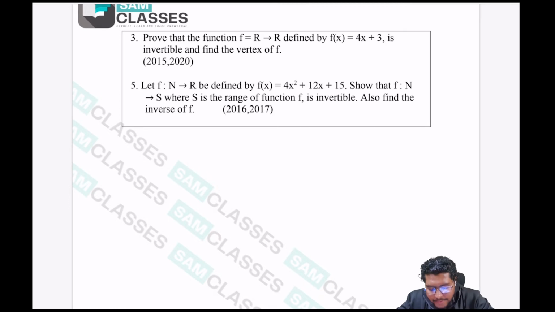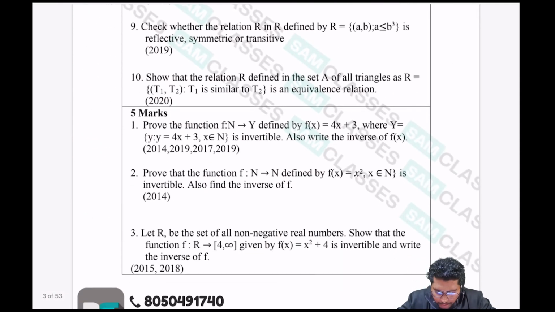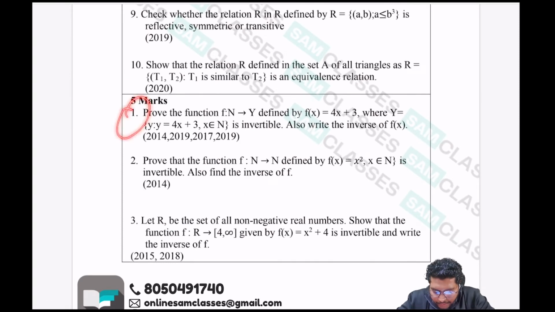See, how many times? 16, 17, same repeat. 15, 20, same repeat. Okay. So they are repeating and always the same. What? Invertible or 1-1 and onto. See, prove that invertible, prove that invertible, prove that invertible. See, none of the questions differ. So this is a guaranteed question.